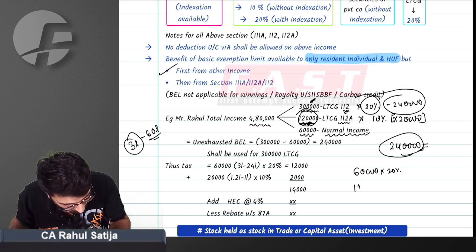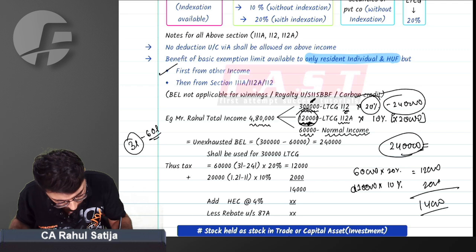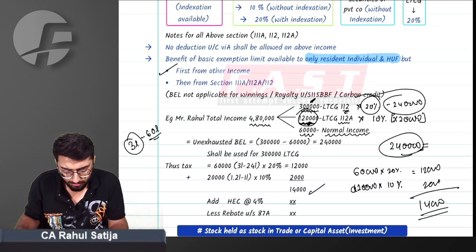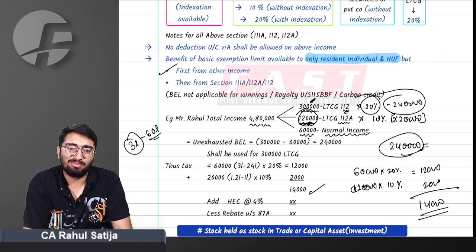And 20,000 into 10%. That is 12,000 and 2,000. Tax will be 14,000. 14,000 will be taxed. Sir, will rebate be allowed or not under these incomes?